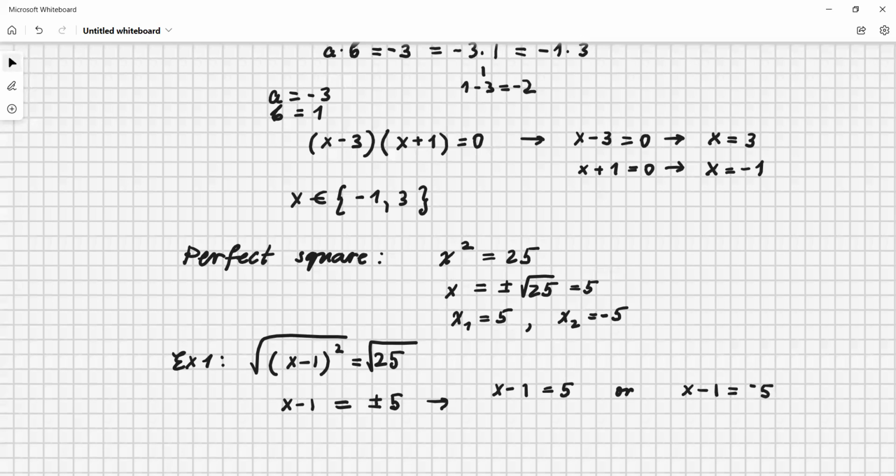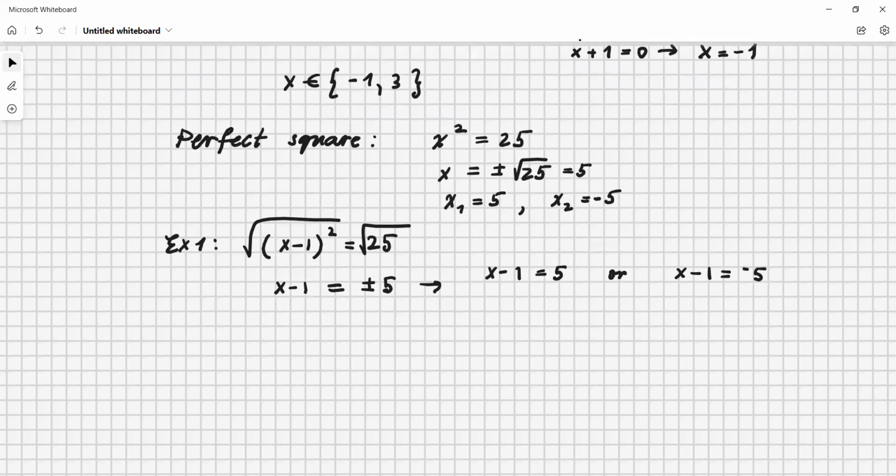Now, what are we going to do? We are going to solve these two equations separately. We add 1 to both sides here and get x equals 6. Or we add 1 to both sides here and get minus 5 plus 1 equals negative 4. So our solutions in this case are negative 4 and 6. So that's how we use the perfect square property.